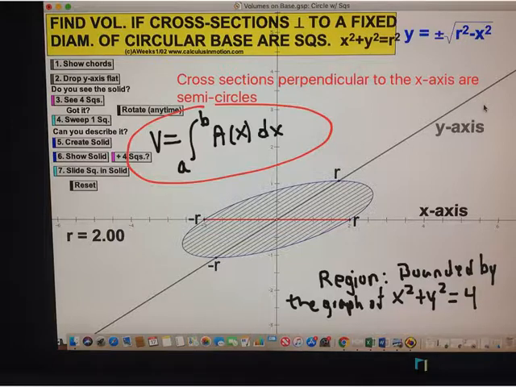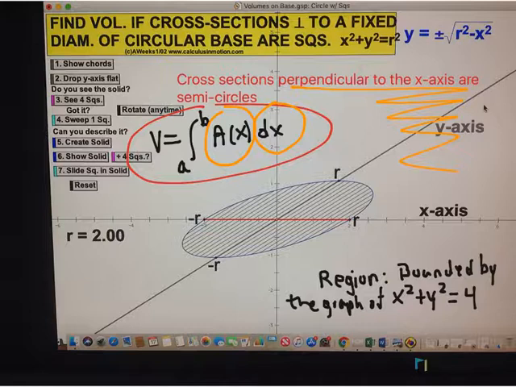We need to find a function of x that would give us the area of each cross section. We talked about why we're integrating with respect to x when our cross sections are perpendicular to the x-axis. So you can refer to the previous video to understand why. And we also talked about how we come up with the limits of integration.